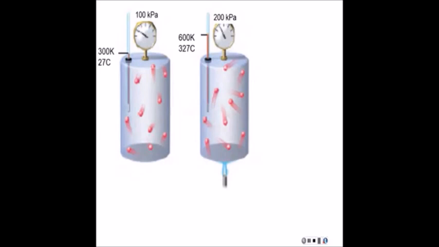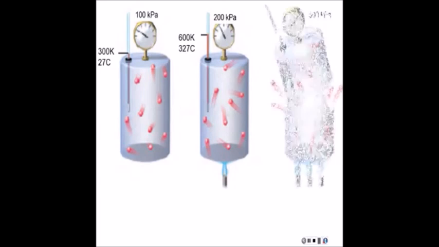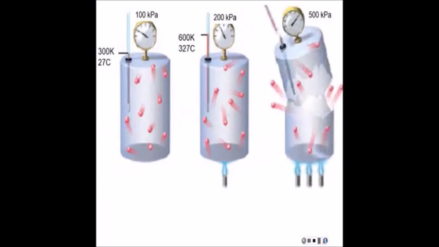Now you notice I'm not doubling the centigrade temperature. In fact, the centigrade temperature is going up more than 10 times. But the Kelvin temperature is only doubling. So the increased pressure is due to those particles moving a lot faster, creating more collisions and more violent collisions with the walls of the container. And eventually we'd get to 500 kPa, and that would burst the container.